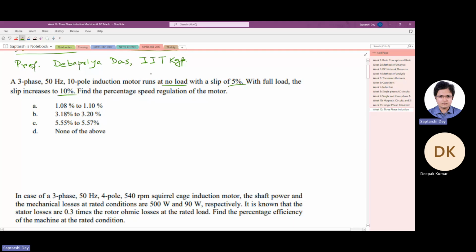Yesterday we saw what is voltage regulation. Speed regulation is the same: how much speed changes from no load to full load. Now we have to find out the no load speed. The no load slip is given. Thus from here we can find out the no load speed.